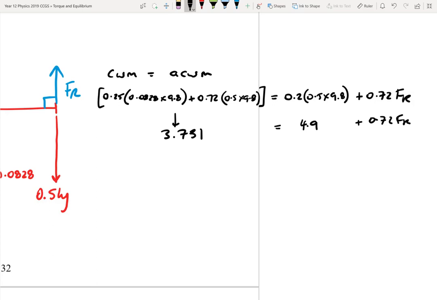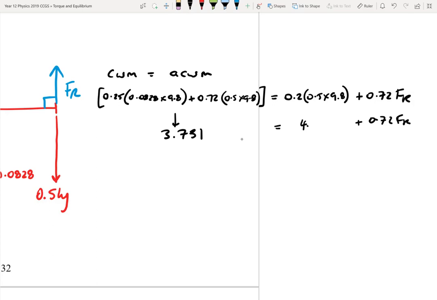Now this is the cantilever example, right? We need to oppose that. If that's 3.73 clockwise, I need 3.73 counterclockwise. The cantilever is already providing, so this little buddy here is already providing 4.9. Oh, hang on, is that right? 0.49, my bad, I'm bad at maths.